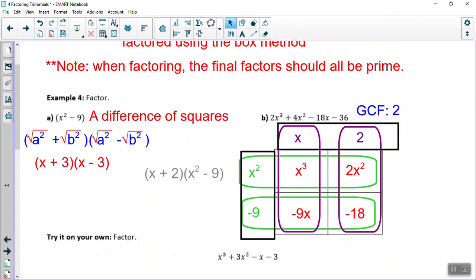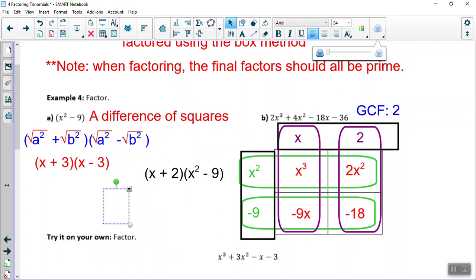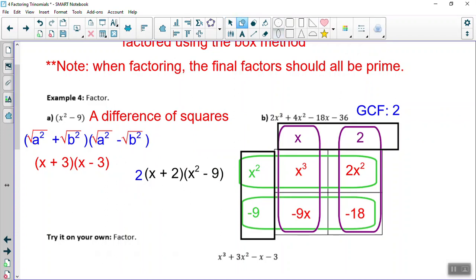So now, got that. Now, don't forget about that greatest common factor that we pulled out at the very, very beginning, because that is going to be part of my answer. Sorry about this, guys. I'm not sure why it's acting up so weird. So that becomes part of my answer. And then I can circle my entire answer when I'm done.